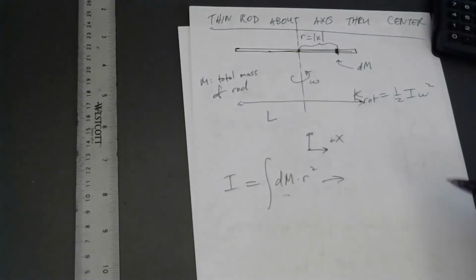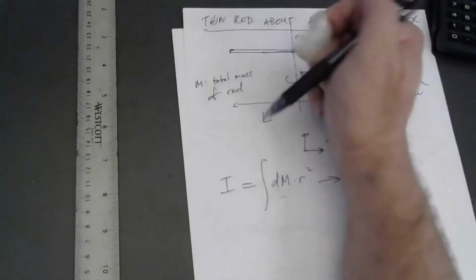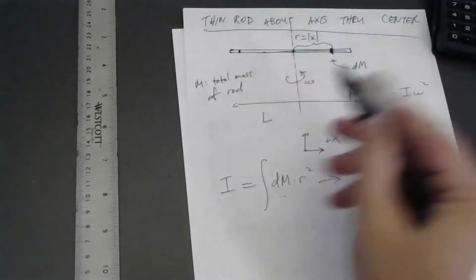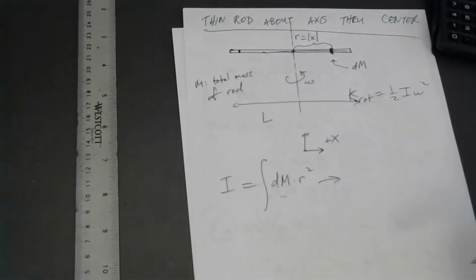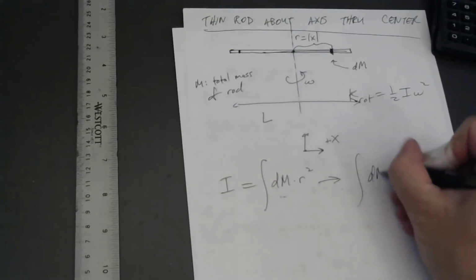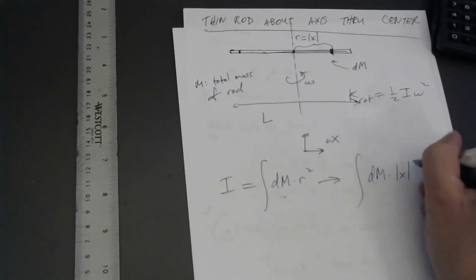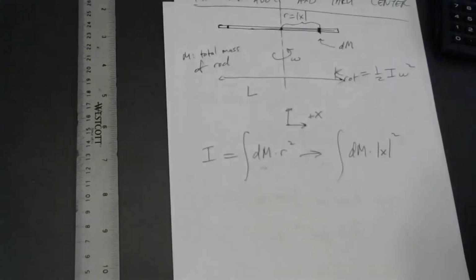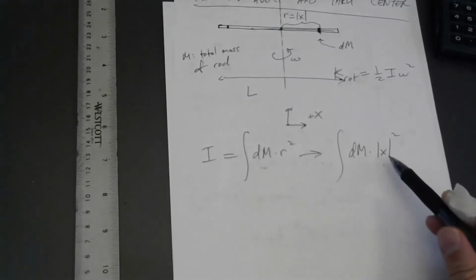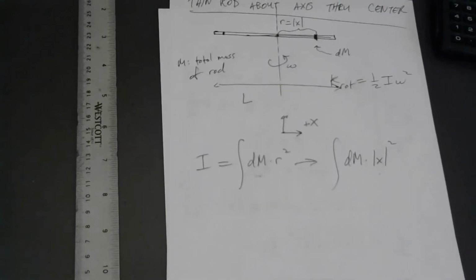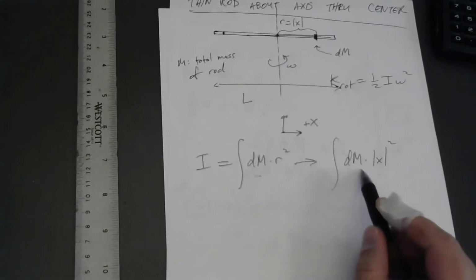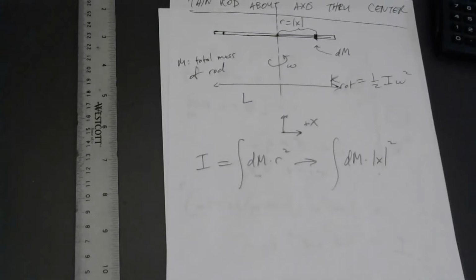The distance of each piece is just its x-coordinate, and we need the absolute value because for a little piece over here, for instance, its x-coordinate would be negative, but distance is positive. So that means we can rewrite this as absolute value of x squared. Now, this still is not something that we can integrate. What is the integral of x with respect to m? That's nonsensical. But if we could turn this dm into something that had a dx in it, then it would start to look familiar. X squared dx, that's something you can integrate.